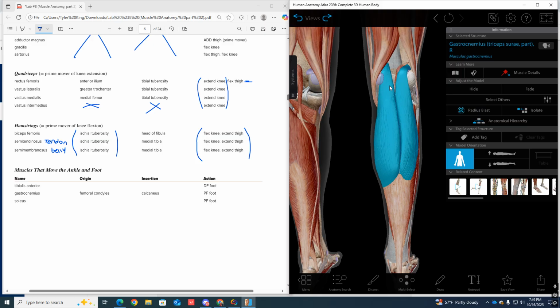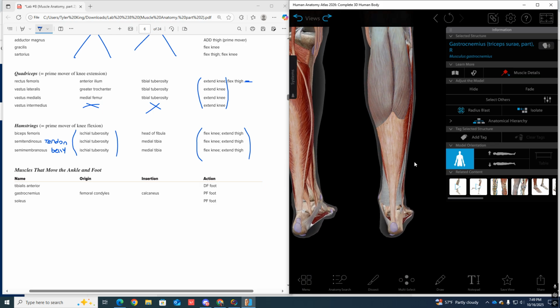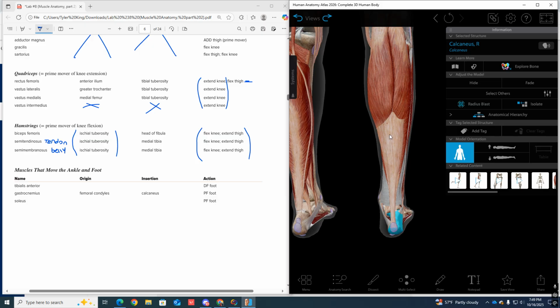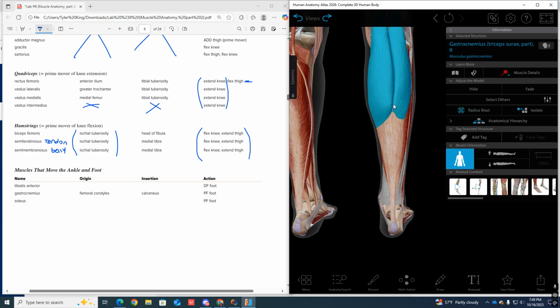They have an origin, all right? The origin is on the femoral condyle. So remember, we have a medial and a lateral one. And since we have two heads of the gastroc, the medial one originates on the medial femoral condyle, and the lateral one originates on the lateral femoral condyle, okay? They insert down onto the calcaneus, the heel bone, okay? This muscle will eventually become what we know as the Achilles tendon, okay?